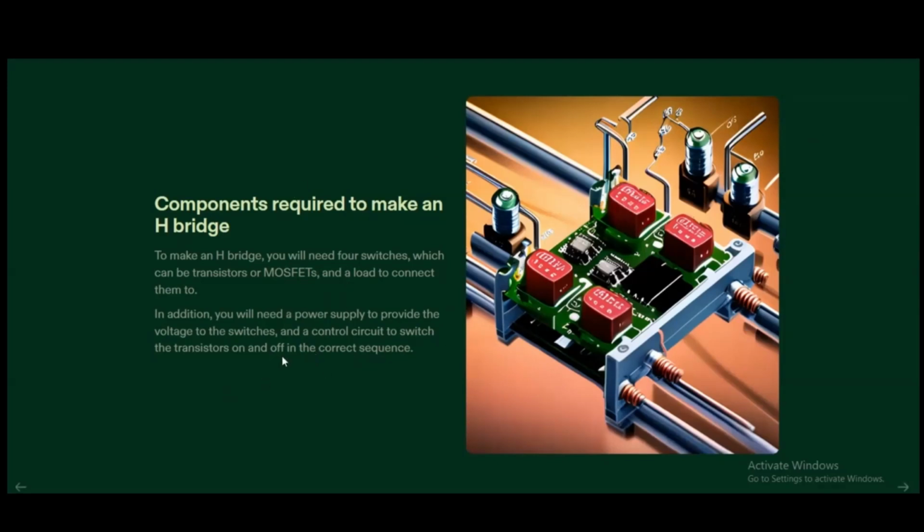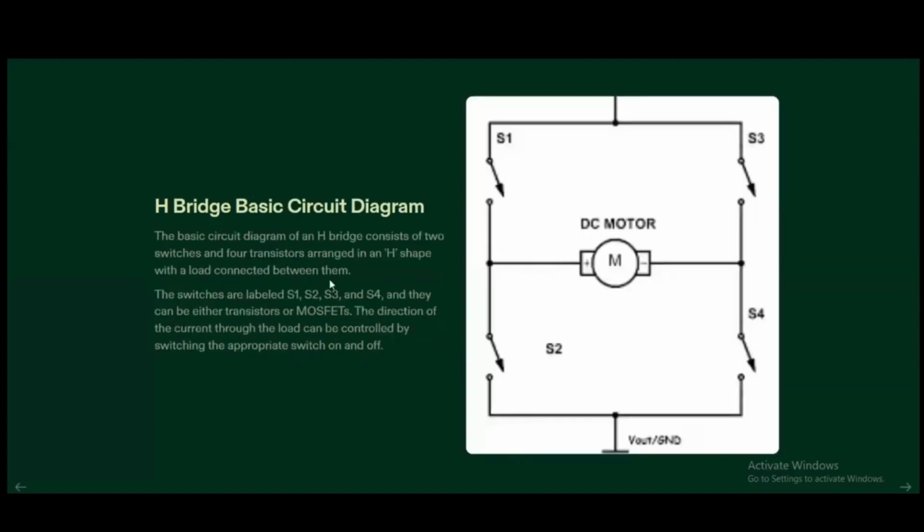Here, a word is written that in addition, you will need a power supply to provide the voltage to switches and a control circuit to switch the transistors on and off in the correct sequence. This sequence matters a lot. When we discuss the circuit later, I will show you how this sequence matters or what is the meaning of this sequence. Moving further, let me tell you the basic circuit diagram of this H-bridge.